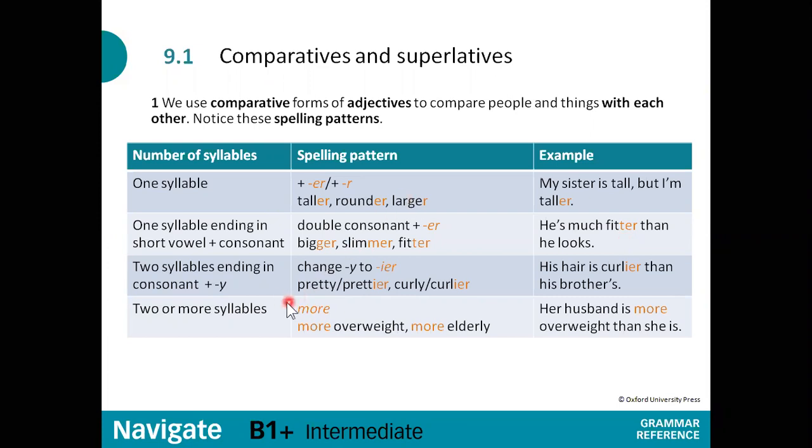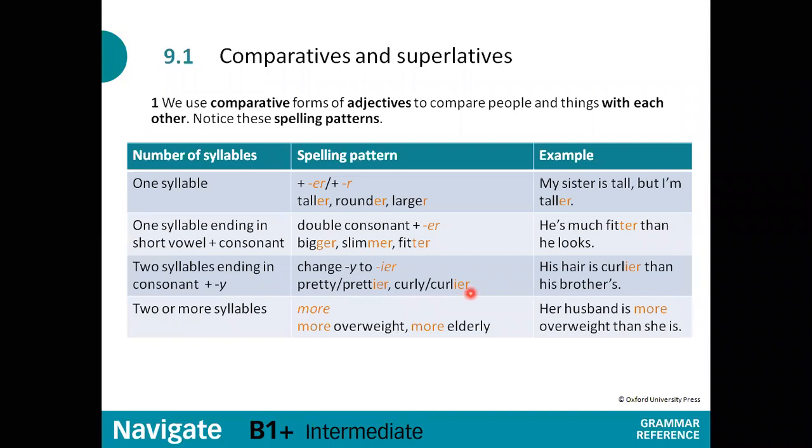All right, and the next rule, two syllables ending in consonant plus y. Sometimes there are two-syllable adjectives and they end in consonant plus y. When you want to make it comparative, you delete y and make it ier. For example, pretty. Pretty is a two-syllable adjective, and when you want to make it comparative, you delete y and add ier, you can see here. And next one, curly. Curly also ends in y. You make it curlier if you want to make it comparative.